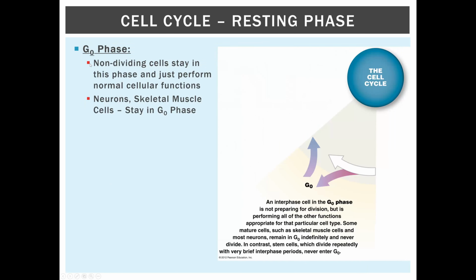All right, and then there was that G0 phase. So some cells that never divide just stay in this phase. It's kind of like a holding phase, and they just perform normal day-to-day cellular functions. They never are going to copy their DNA, and they're never going to make preparations for cell division. So as an example, neurons and skeletal muscle cells stay in the G0 phase. So these are two cell types that do not divide during your lifetime. So take care of your neurons and take care of your muscle cells.